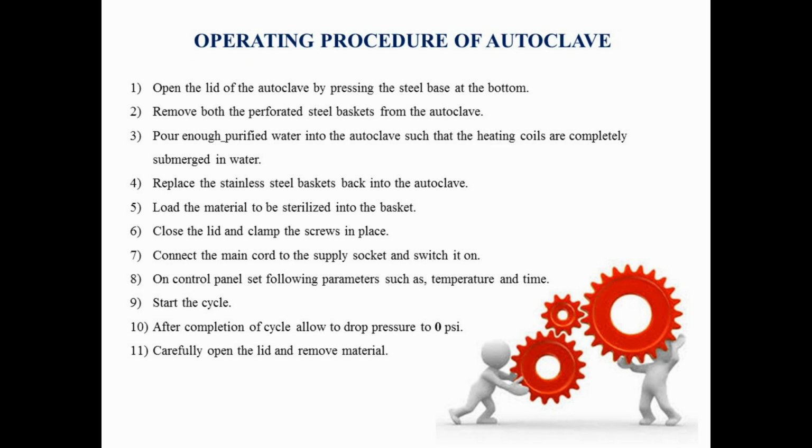Now we know how an autoclave works. So let's know the operating procedure of autoclave. Open the lid of the autoclave by pressing the steel base at the bottom. Remove both the perforated steel baskets from the autoclave. Pour enough purified water into the autoclave such that the heating coils are completely submerged in water. Replace the stainless steel baskets back into the autoclave. Load the material to be sterilized into the basket. Close the lid and clamp the screws in place.